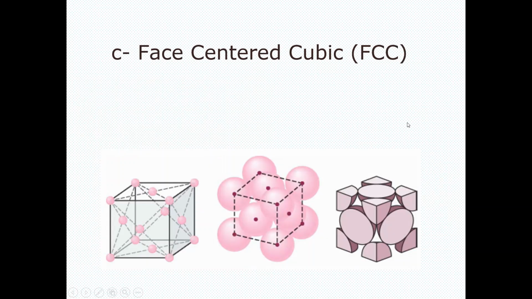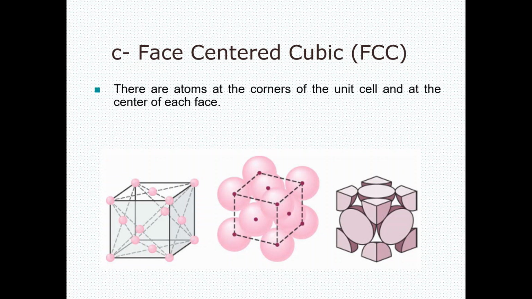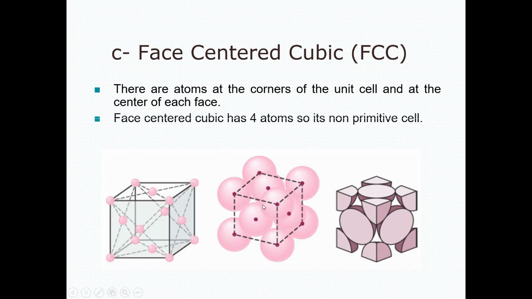The third type that we have in the cubic crystal system is face centered cubic, or FCC. In FCC, there are atoms at the corners of the unit cell and at the center of each face. We have atoms not only at the corners but also at the center of each face of the cubic system. That's why it is called the face centered cubic system.